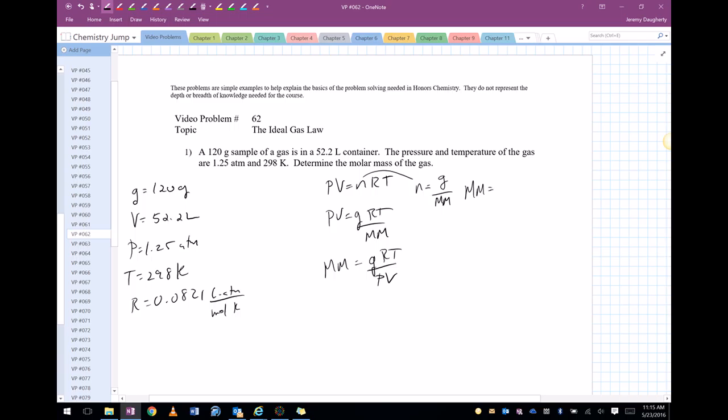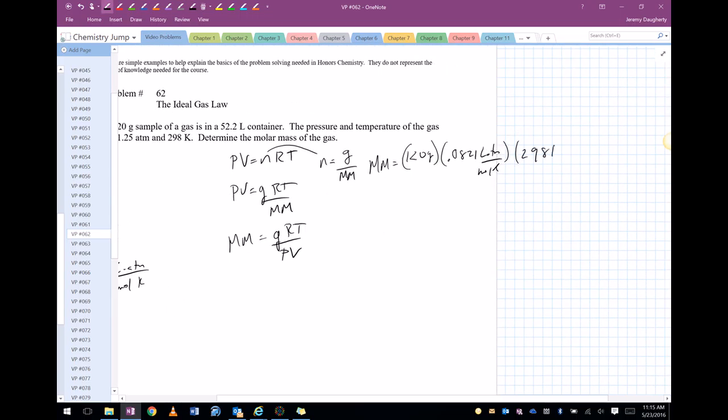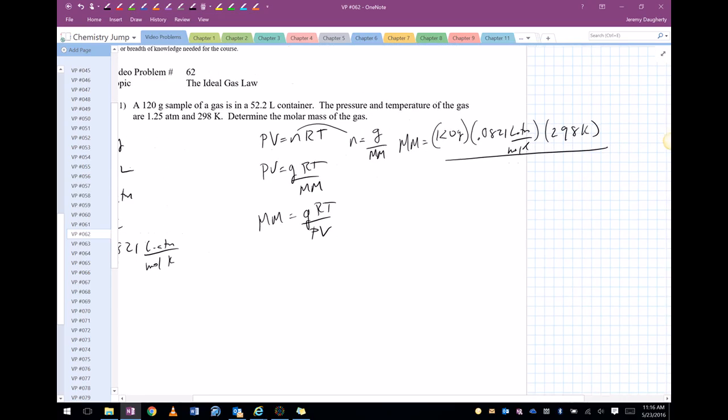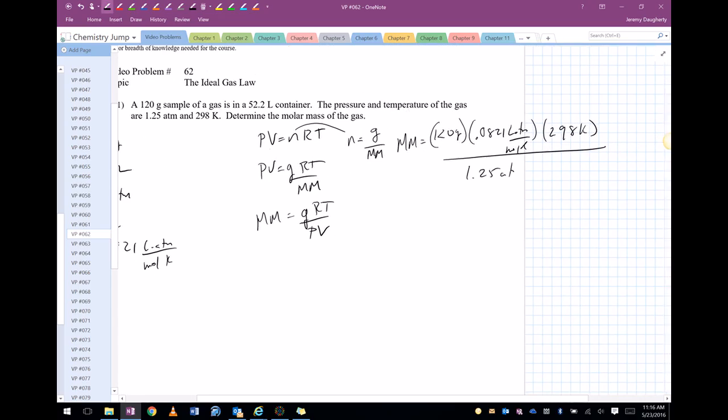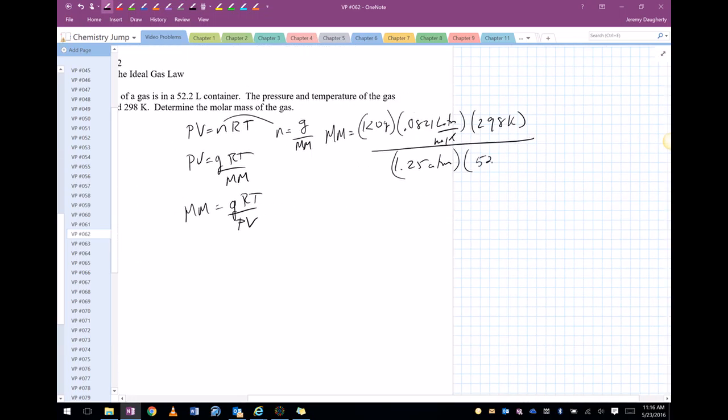So molar mass is equal to my grams, which is 120, times R, times T, which in this case is 298 Kelvin. And then that's all over pressure times volume. So pressure is 1.25, the volume is 52.2 liters. Liters cancels out, atmospheres cancels out, Kelvin cancels out. I end up with grams divided by moles, which is molar mass, so I'm in good shape.